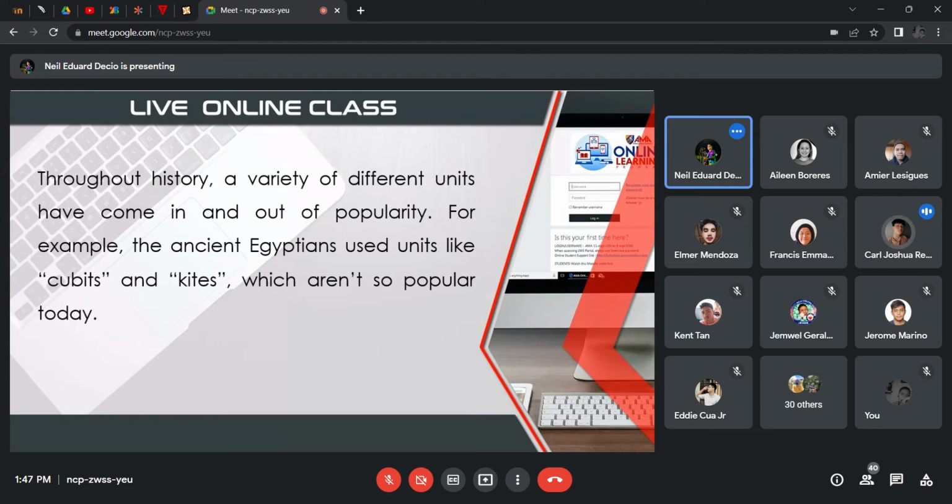A cubit is from the elbow to the tip of the middle finger. So that's one cubit. I think we are not using this nowadays, right? This unit of measurement, which was used by the Egyptians, was phased out.